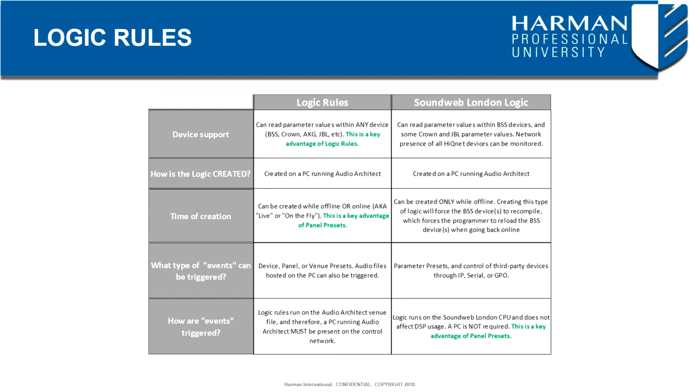through an IP or serial connection, as well as a logic output connection using the general purpose outputs of the device. Finally, events are triggered in two different ways. In addition to a parameter meeting a certain condition, logic rules require a PC running the Audio Architect venue file, while SoundWeb London Logic runs directly on the device's CPU and does not require a PC to exist on the network.